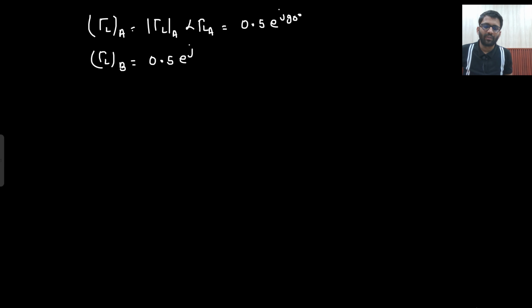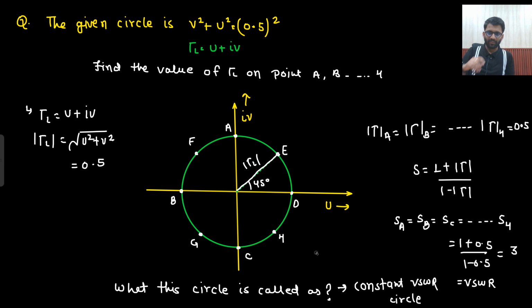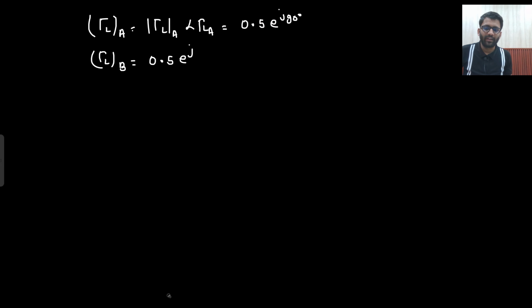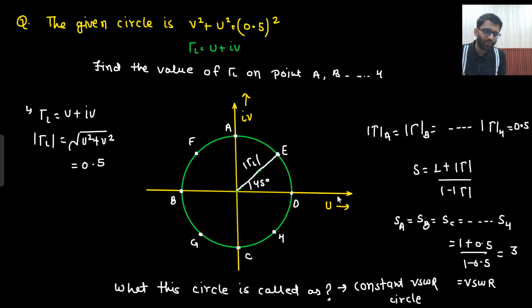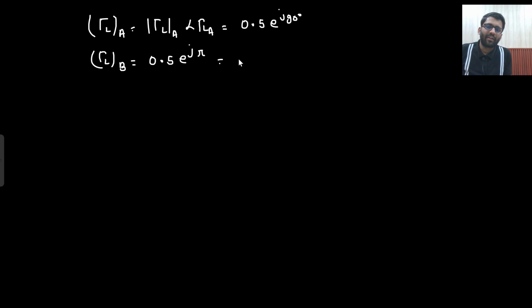And at point B, what is the angle? At point B the angle is 180 degrees, or you can say pi. The angle is always measured from the positive u axis. So this will be your angle, that is pi, from the positive u axis. So this can be written as minus 0.5. This can be written as 0.5 j. So you write down all other gamma L values.